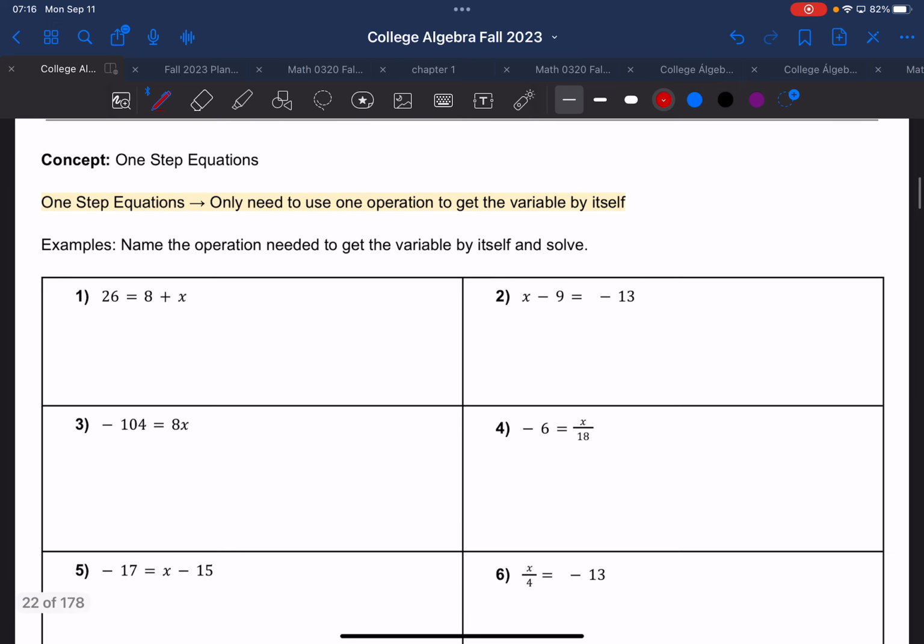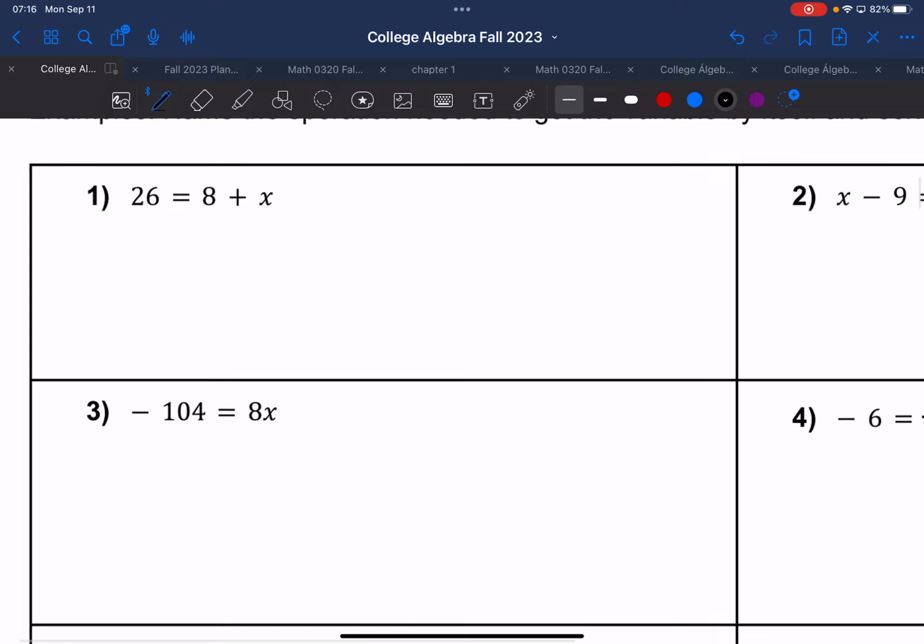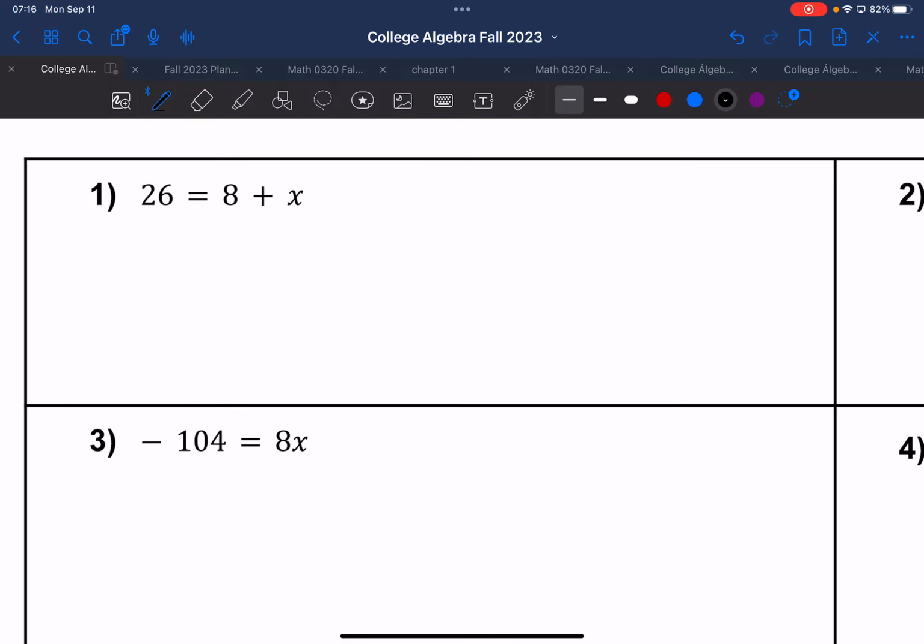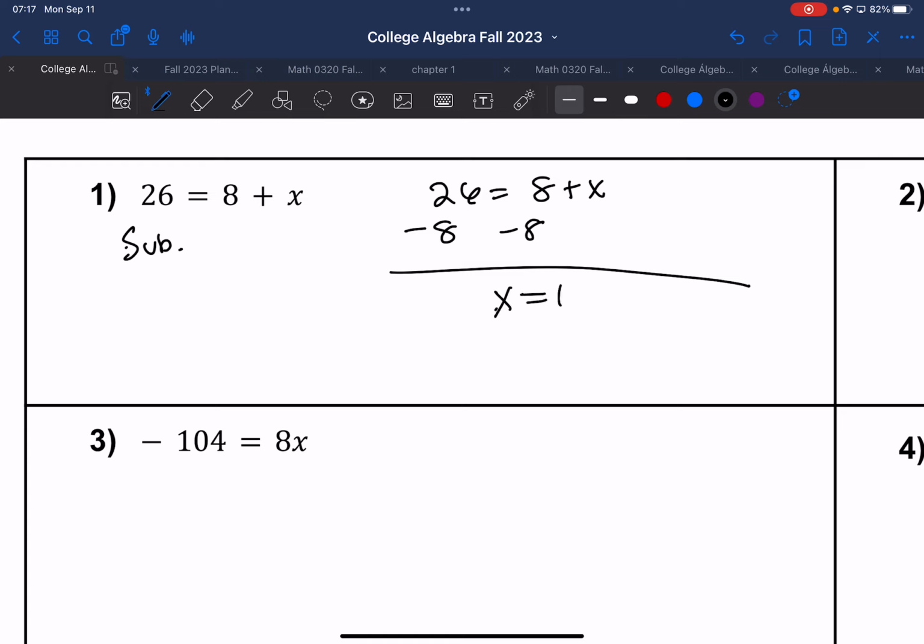So concept 1 is one-step equations. One-step equations mean we only need one operation to get the variable by itself. For these examples, it wants us to name the operation and then solve. Looking at number 1, we have 26 equals 8 plus x. What is the operation to get x by itself? Subtraction. So I'm going to write subtraction, and then solve it. We subtract the 8 from both sides, and we get x is equal to 18.